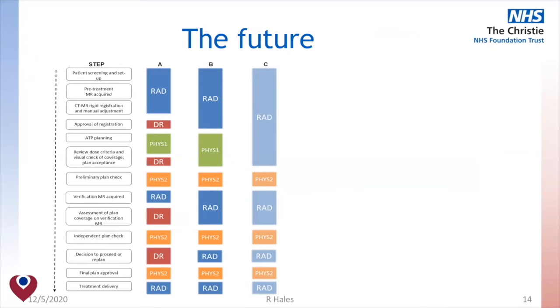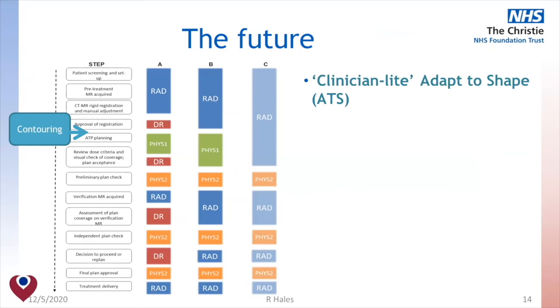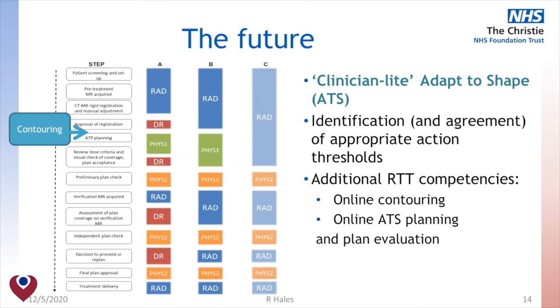In the future, we'll also be introducing the adaptive shape workflow, which, as I described earlier, involves an extra recontouring step, and online planning is more complex. In order for this also to become clinician-light in the future, and for radiographers to expand their responsibilities in order to pave the way for more radiographer-led treatment, after initial experience of patients, there must again be significant interdisciplinary discussions, feeding into identifying and agreeing new action thresholds that are appropriate for this treatment technique, as well as significant time spent on gaining additional competencies such as online contouring and complex planning.